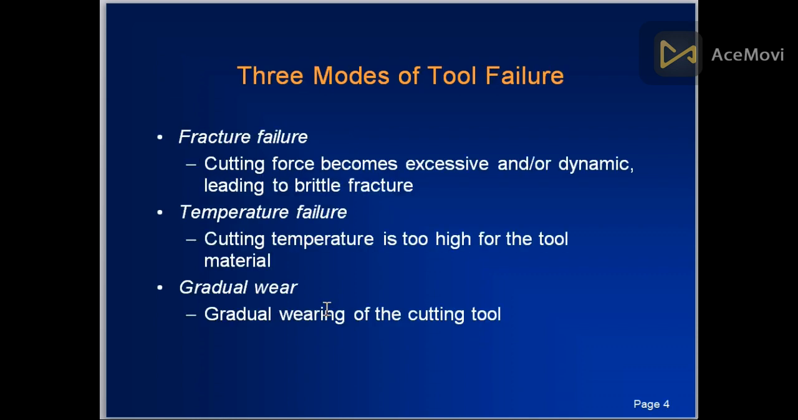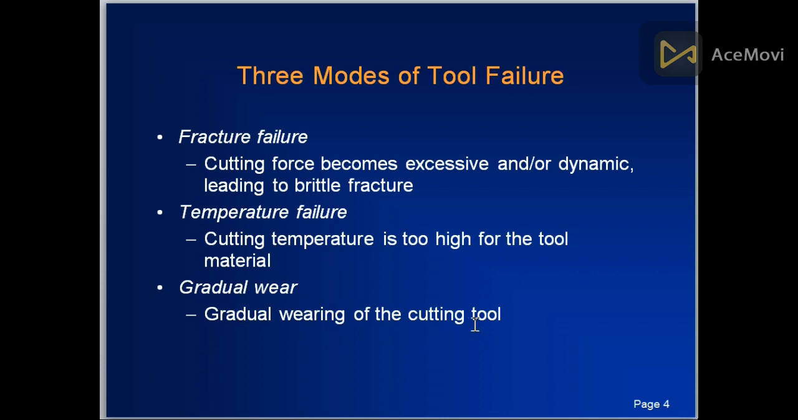There are basically three modes of tool failure. Number one is fracture failure, number two is temperature failure, and number three is gradual wear. What is fracture failure? Cutting force becomes excessive or dynamic, leading to brittle fracture. It is actually the breaking of some material and cracking of some metal, and so on. All these things are fracture. Temperature failure is when the cutting temperature is too high for the tool material.